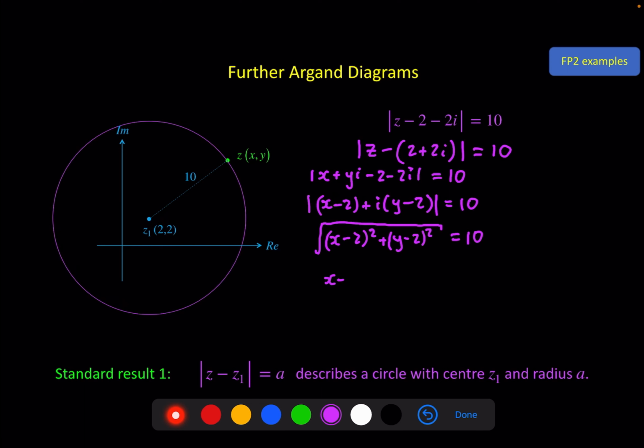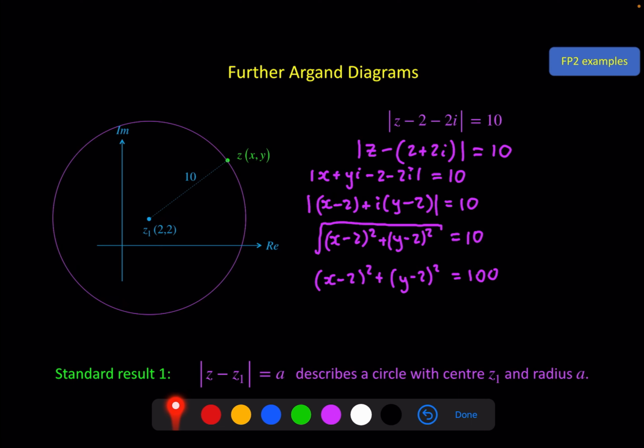And then square both sides to give the circle equation you would have had from using the information in the question. 2, 2 is the center point, so we've got -2 here and a -2 here. 10 is the radius, so we've got 10 squared, 100 here. Now it might seem like that's a strange way of doing it if you know how to go from this information to this line directly, but this is a very simple example of the general process that we're going to use for more complicated loci.